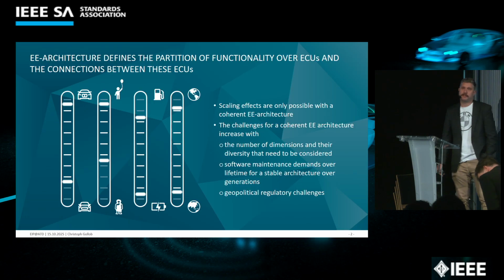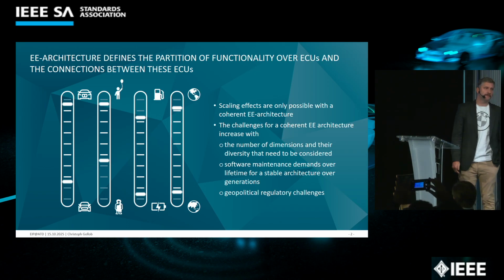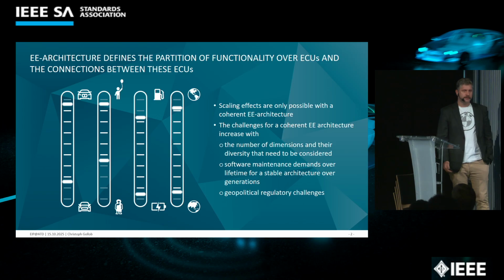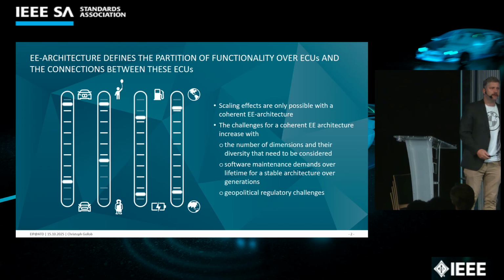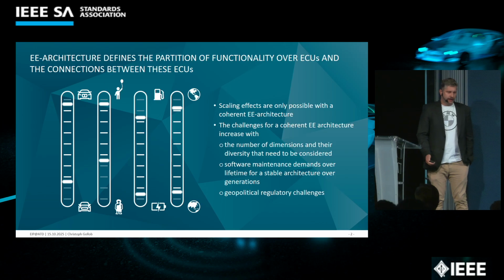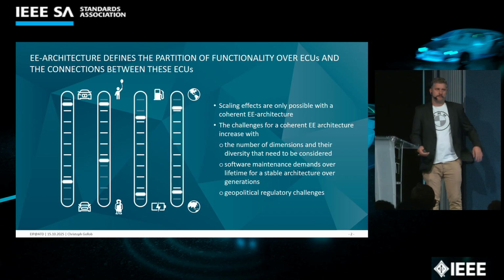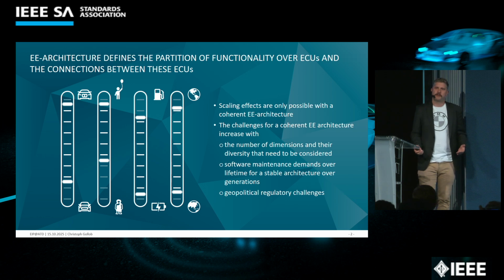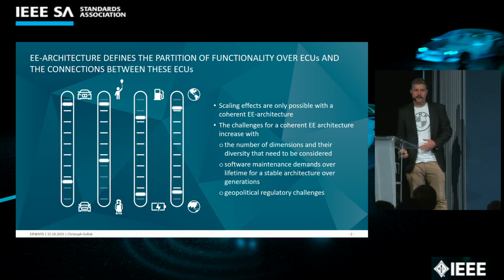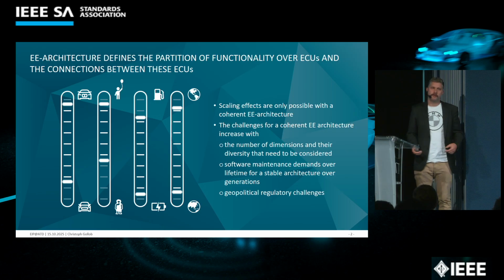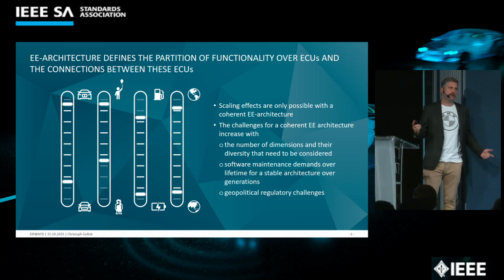Start with what is an EE architecture. An EE architecture defines the partition of functionality over different ECUs and how the connection between these ECUs works. And we have to scale our architecture. It's a big thing, and we have to scale it for different scaling dimensions. You can build your architecture for a small car, like a Mini. You can also build your architecture for a luxury sedan, like a 7 Series. Or you can try to build one architecture to fit both of them, and then you have to put in the flexibility to stretch it.